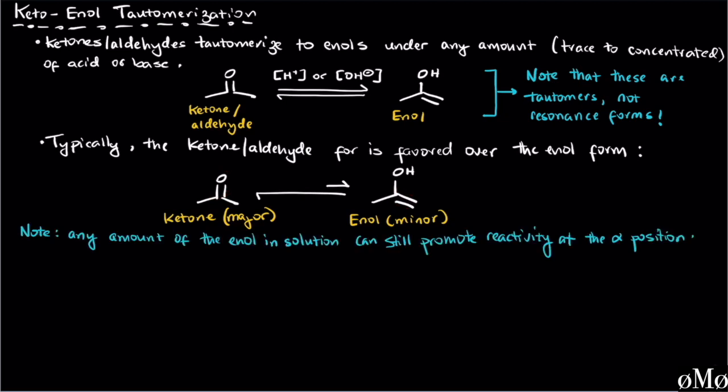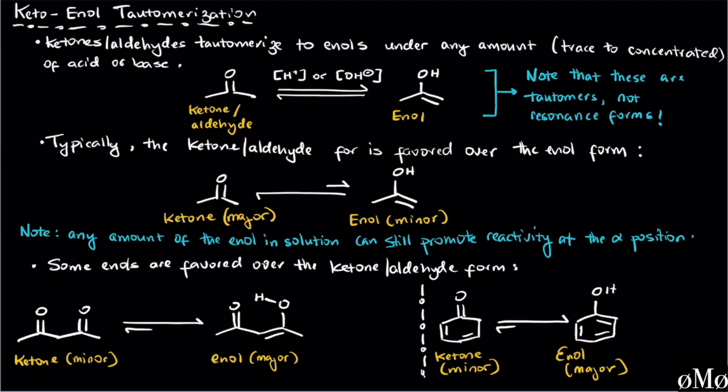And then to drive home the point, it really doesn't matter how neutral you think your flask is. There's typically some trace amount of acid or some trace amount of base in your flask. And so you always have a tiny amount of your enol in your flask, no matter what. Any amount of the enol, no matter how tiny, can still promote reactivity at that alpha position. Which is to say that enol formation in your flask is not very easy to control or isolate, because you're always going back and forth between the ketone form and the enol form.